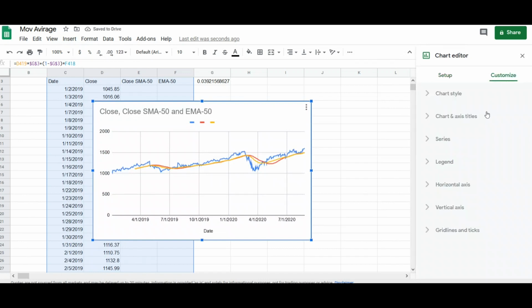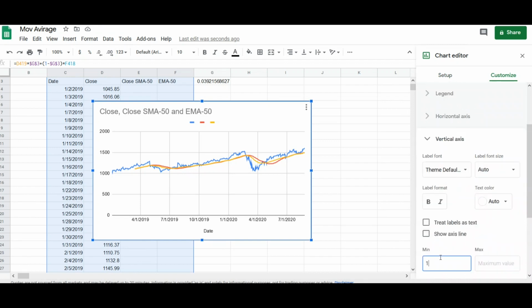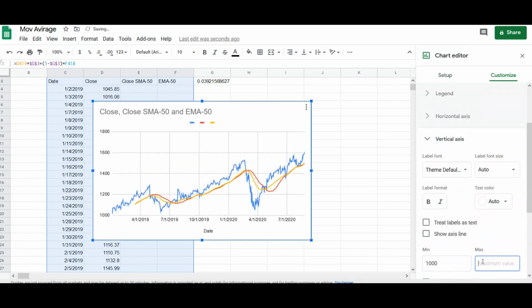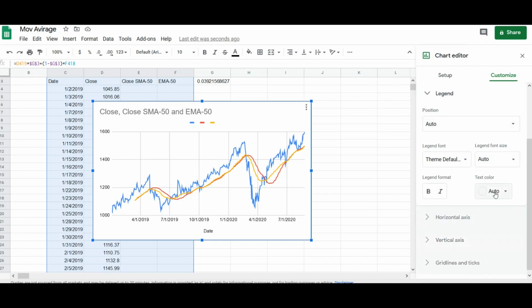So let's make the graph cleaner by changing the vertical axis, and we can see the orange EMA line is much more aggressive and follows the close price much more closely. It shows the reversal faster than our 50-day SMA. Okay, that is how we calculate the exponential moving averages in Google Sheet.